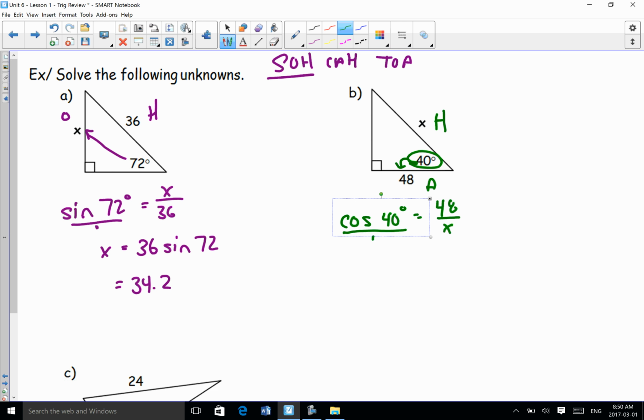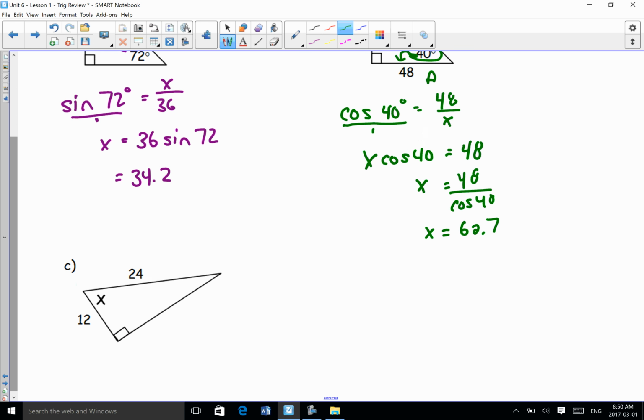We're still going to cross multiply. So we'll get x cos 40 equals 48. But I want to get x by itself. I want to solve for x. So I have to take 48 and divide it by our cos 40. And if I do that with my calculator, I end up with 62.7. Again, 3 sig figs.